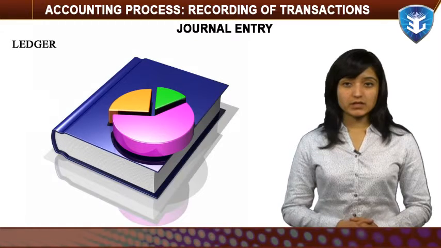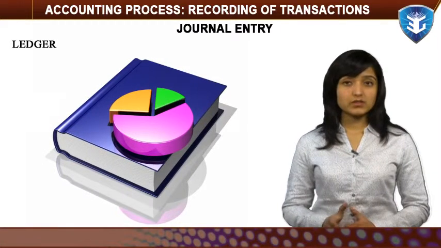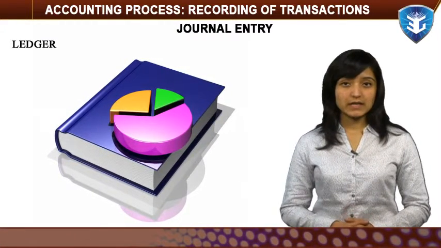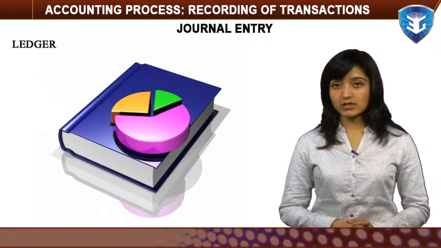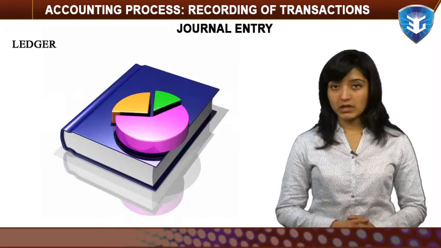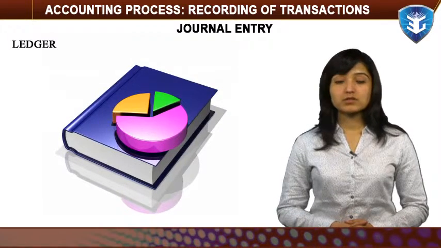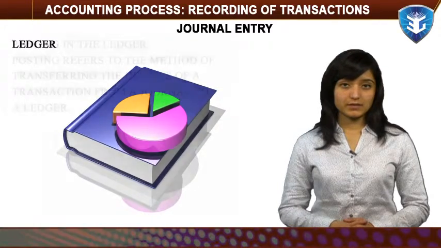Ledger. It is a book of second entry. It is a book for analytical records. It is a book that follows the journal entry. The unit of classification of data in ledger books is the account. The process of recording is called posting.